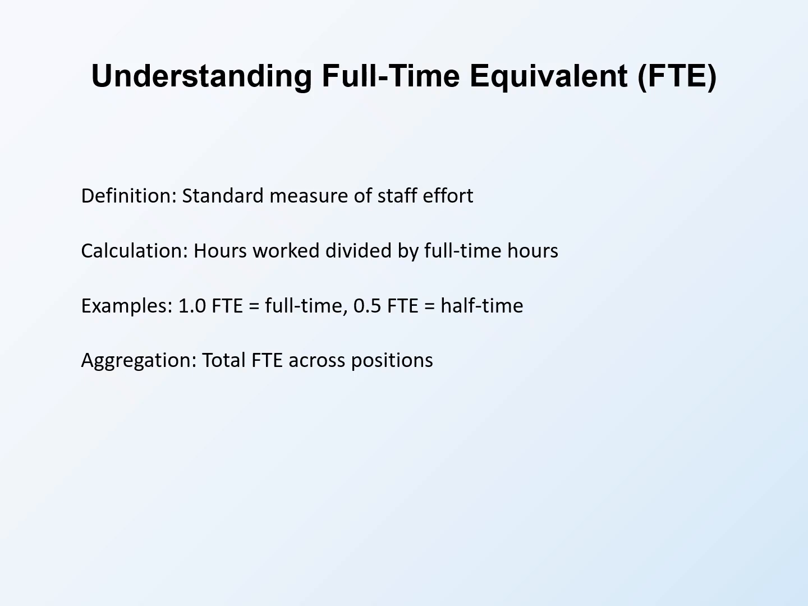Examples illustrate common FTE values. 1.0 FTE equals full-time, 0.5 FTE equals half-time, 0.25 FTE equals 10 hours weekly in a 40-hour standard. Aggregation totals FTE across positions. A project might have 3.5 FTE from one full-time position, one three-quarter position, one half-time position, and one quarter-time position.